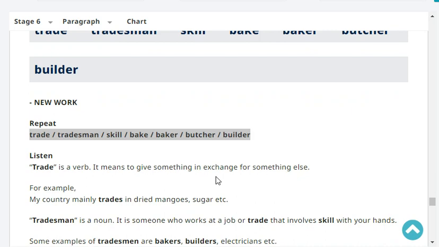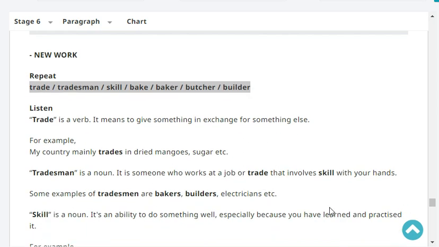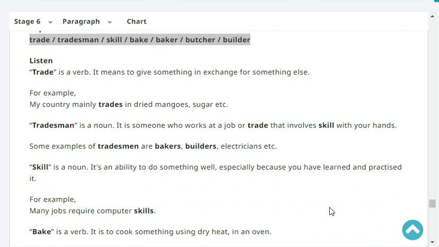Trade is a verb. It means to give something in exchange for something else. For example, my country mainly trades in dried mangoes, sugar, etc. Tradesman is a noun. It is someone who works at a job or trade that involves skills with your hands. Some examples of tradesmen are baker, builders, electricians, etc.